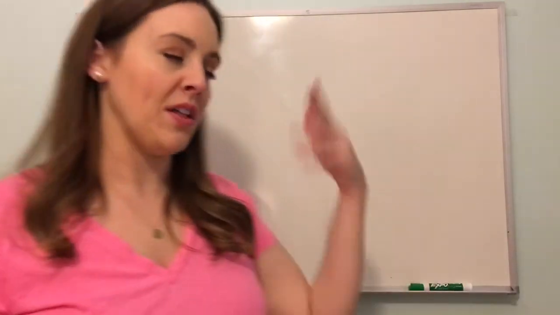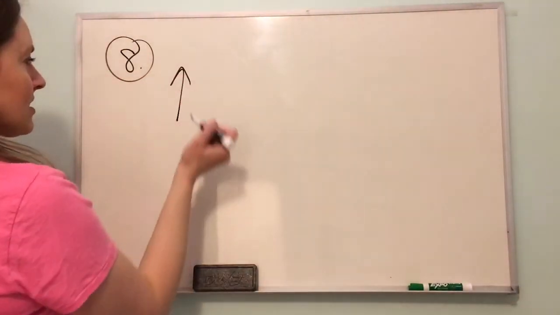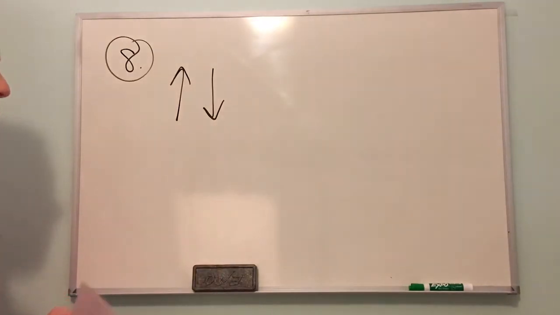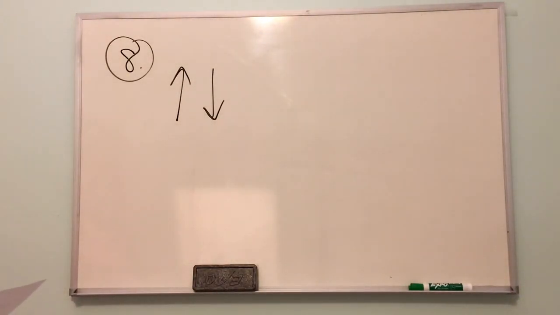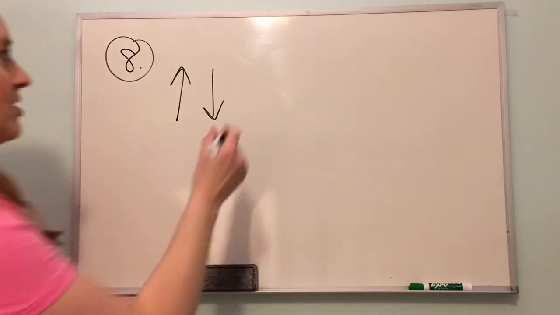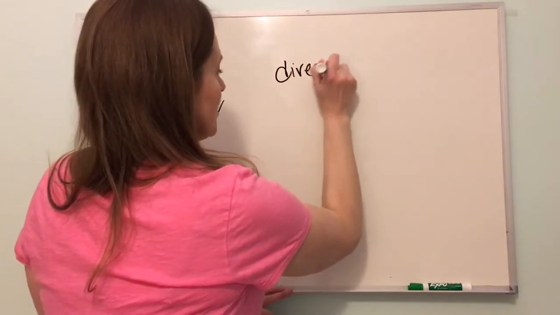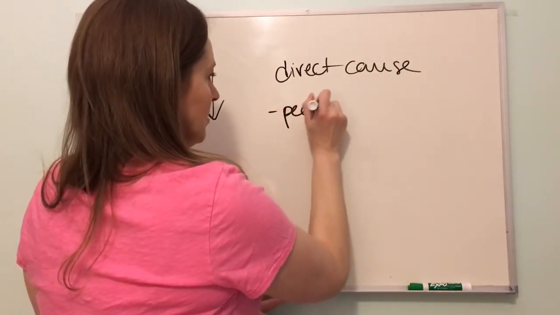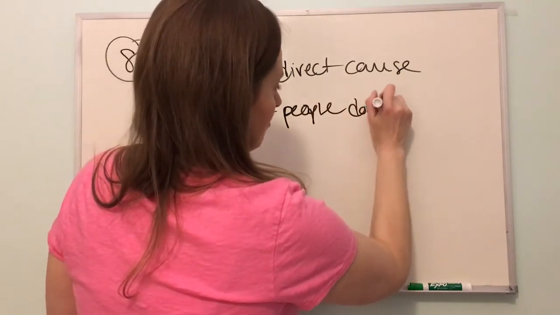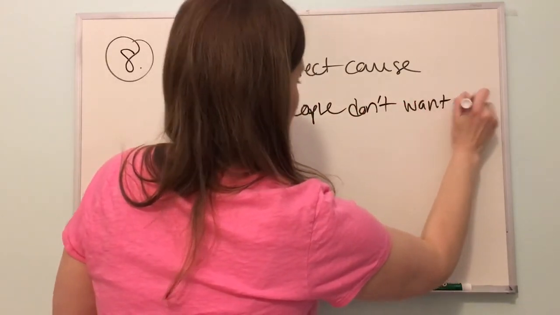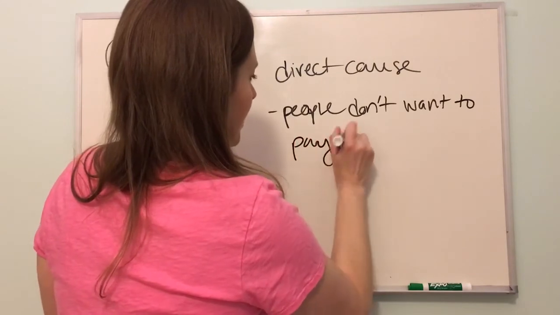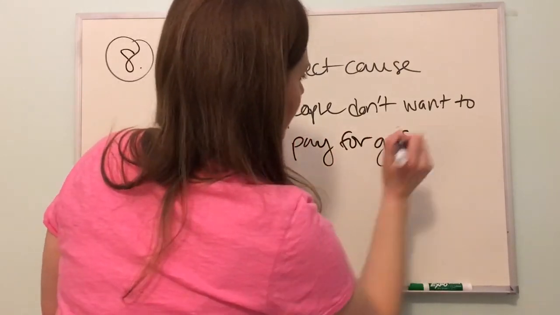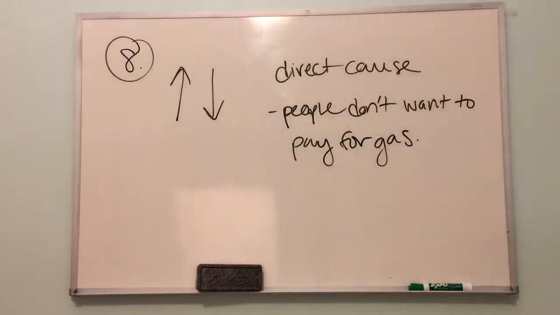Right, that makes sense. As gas prices go up, the sales of sport utility vehicles go down. Why? Well, it's just common sense, right? People don't want to pay for all the gas for those SUVs. So we could say there's a direct cause there. It's just as simple as people don't want to pay for gas. Sure, that's a great answer. What about number 9 then?